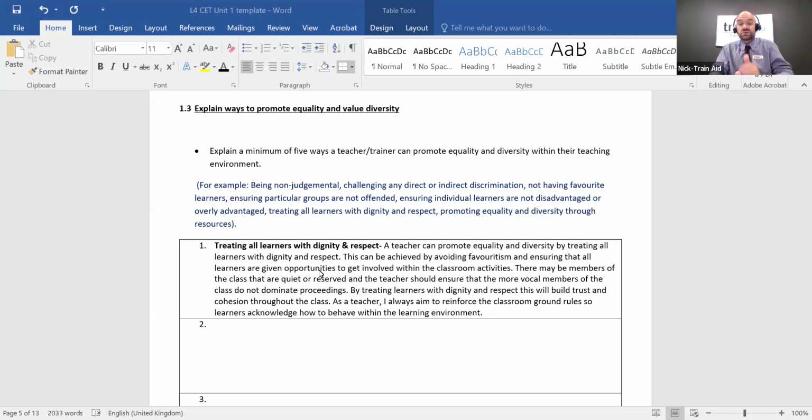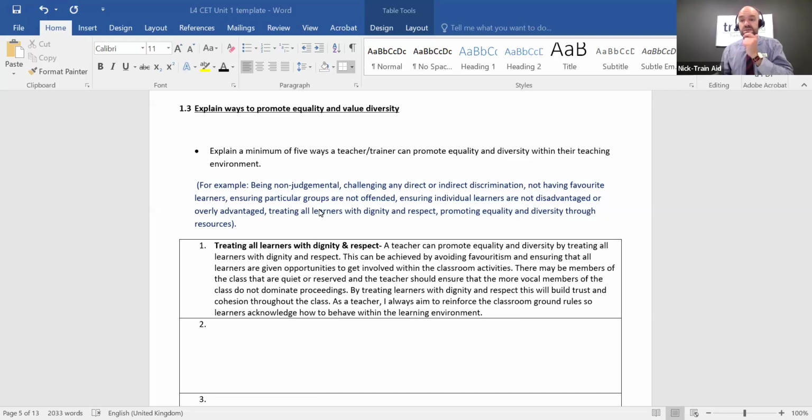As a teacher, I aim to reinforce the classroom ground rules so learners acknowledge how to behave within the learning process. There's nothing wrong with reminding learners about the ground rules, housekeeping, all of those things, so they understand how to behave and how to collaborate with their fellow classmates as well.